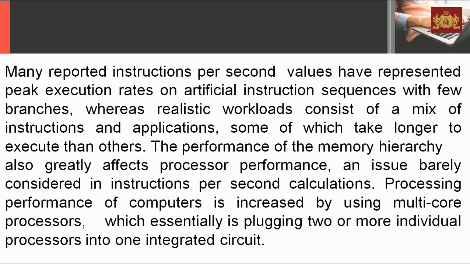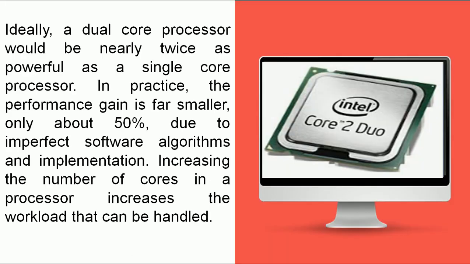Processing performance of computers is increased by using multi-core processors, which essentially is plugging two or more individual processors into one integrated circuit. Ideally, a dual-core processor would be nearly twice as powerful as a single-core processor. In practice, the performance gain is far smaller, only about 50%, due to imperfect software algorithms and implementation. Increasing the number of cores in a processor increases the workload that can be handled.